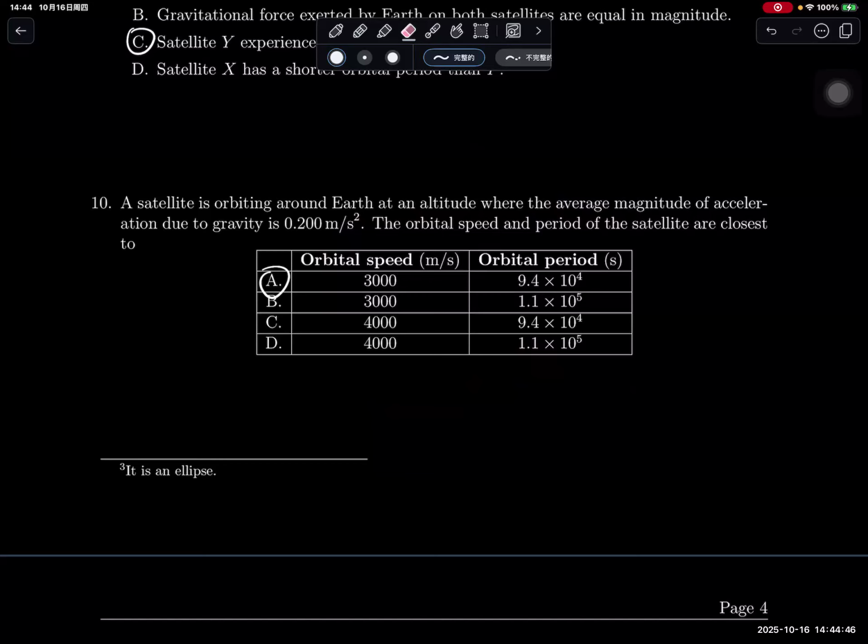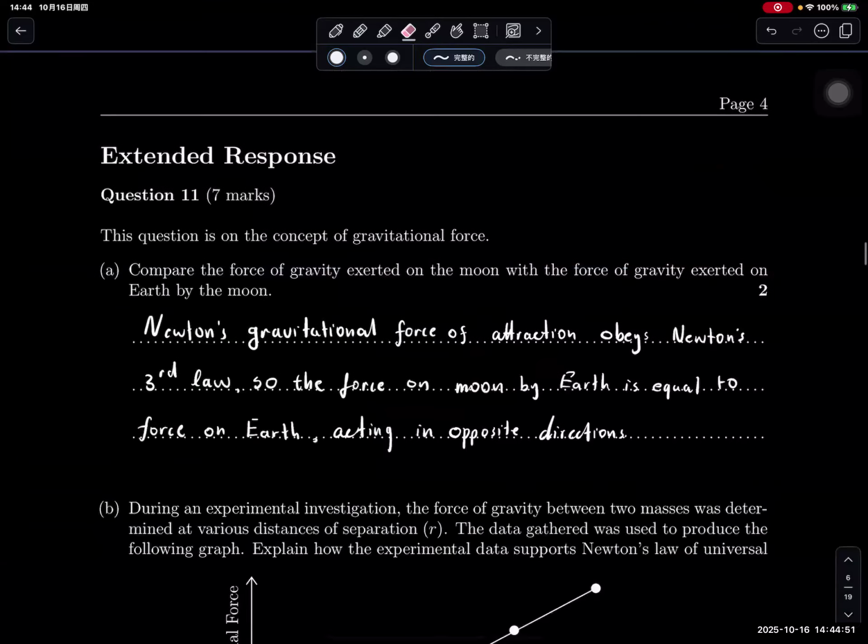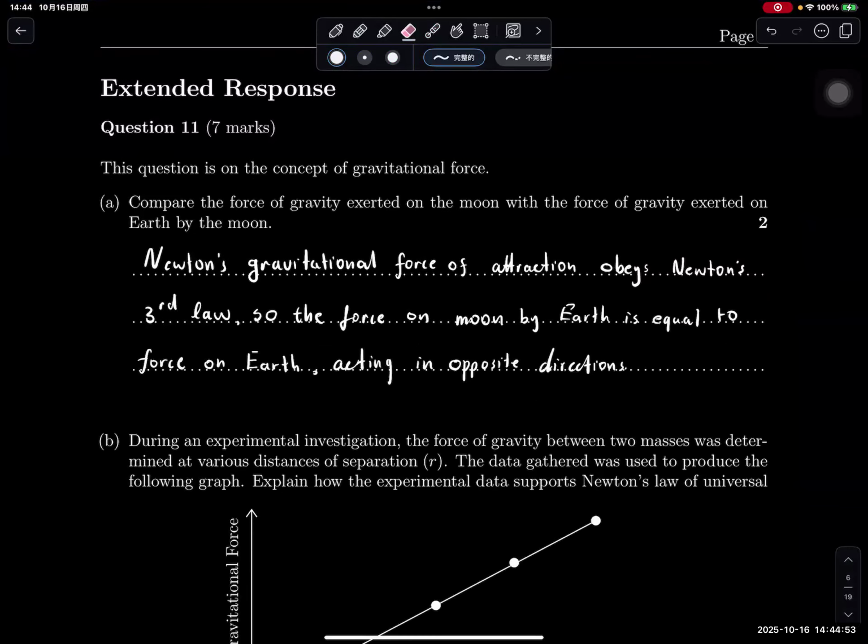So the right answer will be A if you check for yourself. Right, question 11. Question 11 is on the concept of gravitational force. Part A: compare the force of gravity exerted on the Moon by the Earth with the force of gravity exerted on the Earth by the Moon.